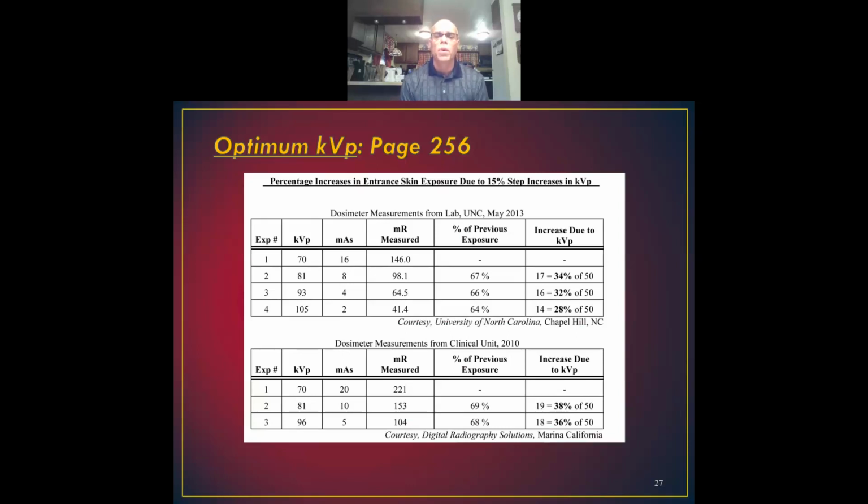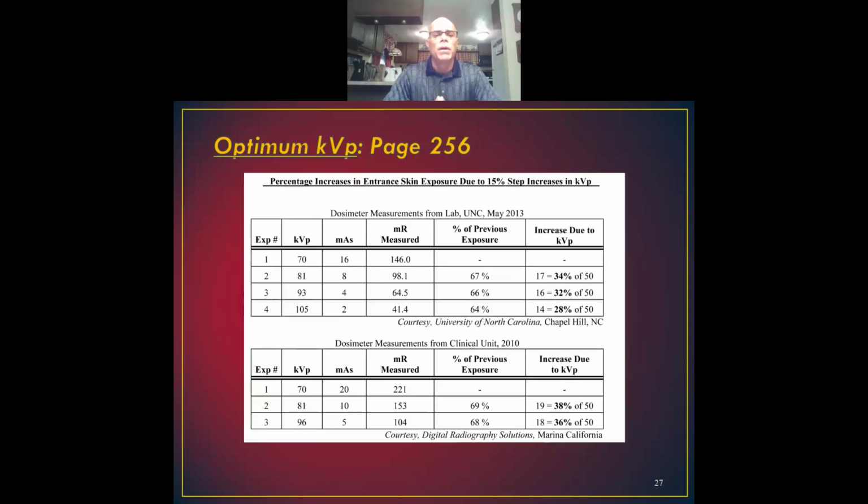This is really important, and it's really cool how they did that. I just noticed that this came from the University of North Carolina in Chapel Hill. I went there many times for several workshops. It's a fantastic program.